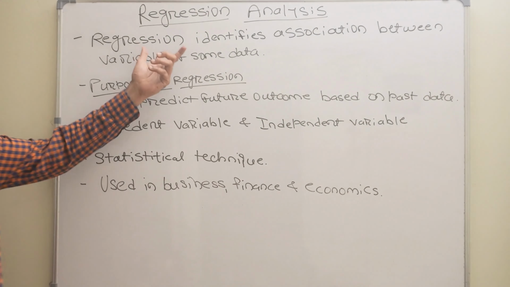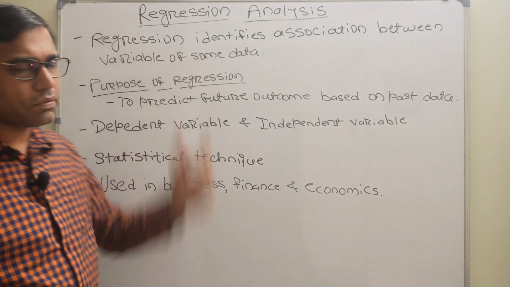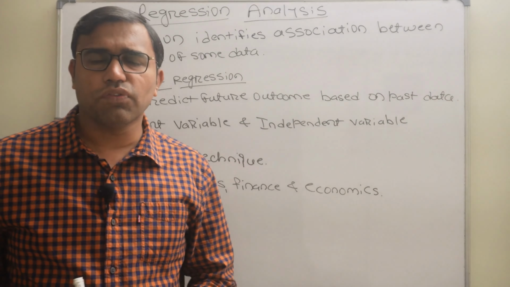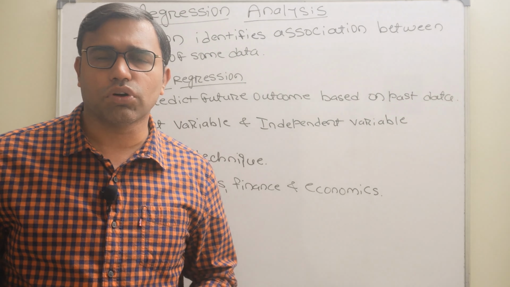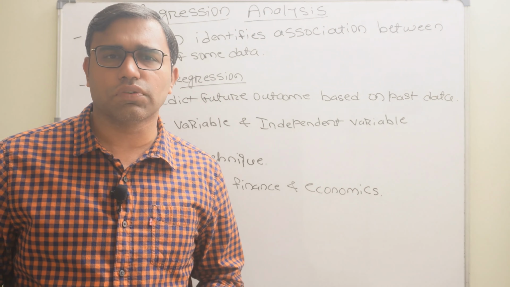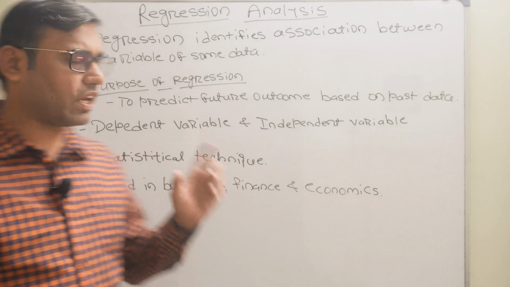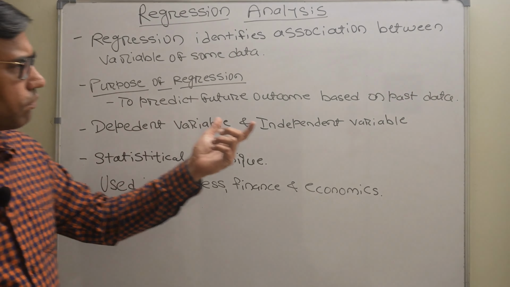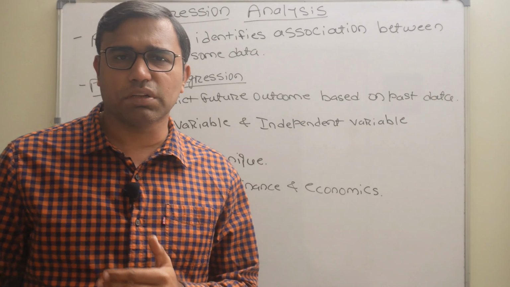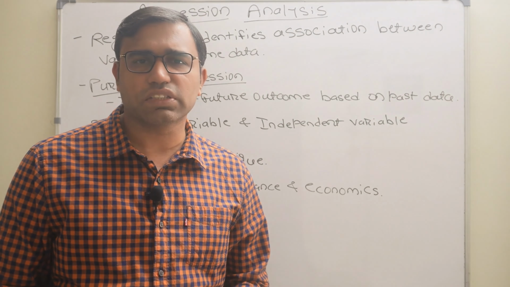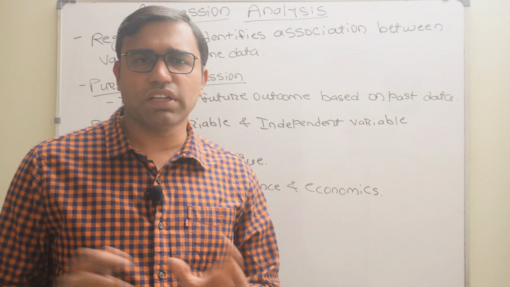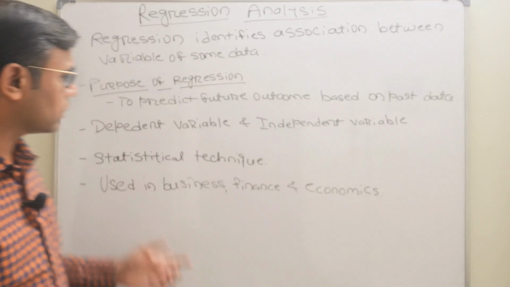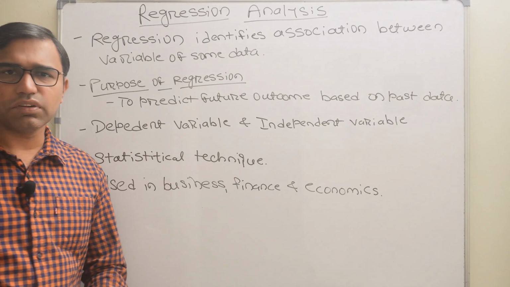So let us see what is the use of regression. Regression identifies the association between the variables of some data. Data contains a lot of variables, and if we want to find out the association between the variables, then regression analysis is used. So what is the purpose of regression? It predicts the future outcome based on the past data. So we can predict the future through analysis of past data, and we have to identify the relationship between the variables. Now there are two types of variables in regression: dependent variable and independent variable.